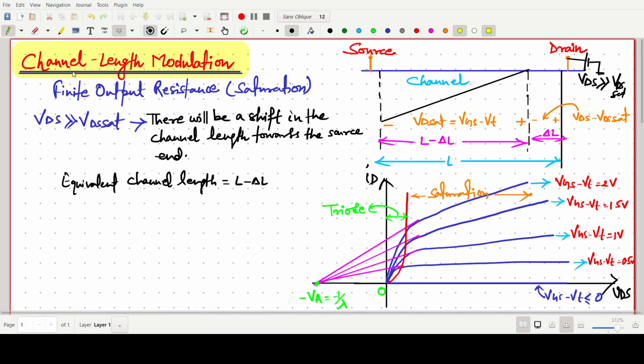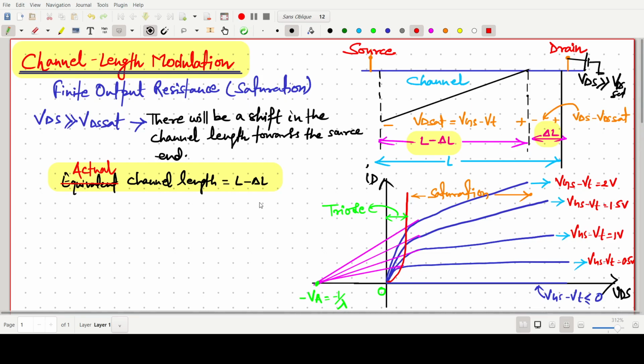This is very important. In channel length modulation, the actual channel length is shifted towards the source by delta L. So the overall shift will be delta L, and the actual or equivalent channel length will be L minus delta L. So this is the concept.